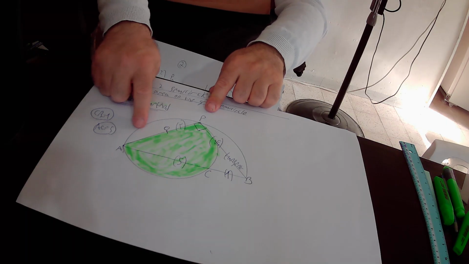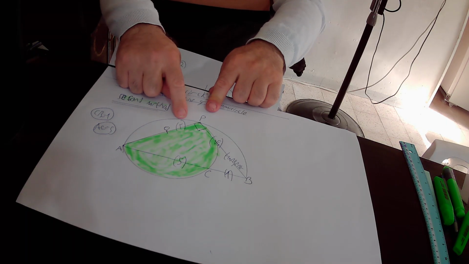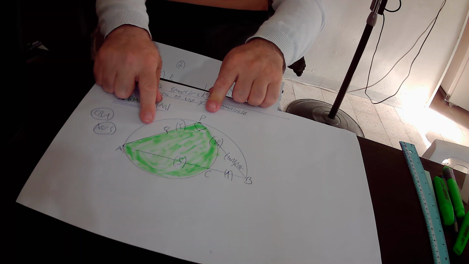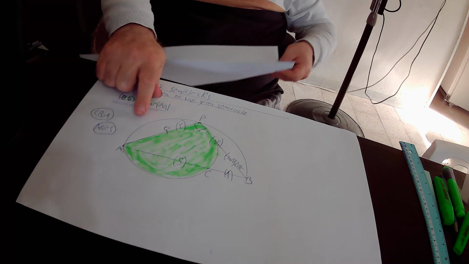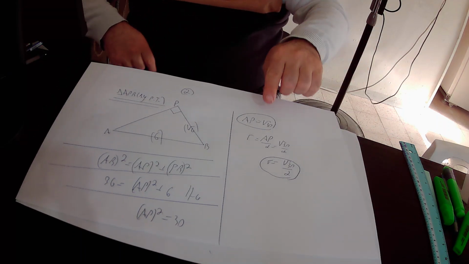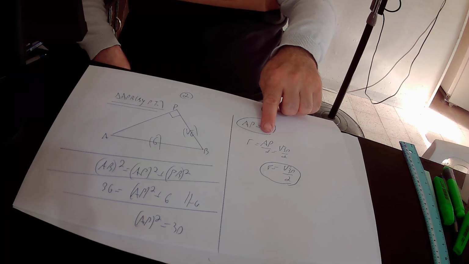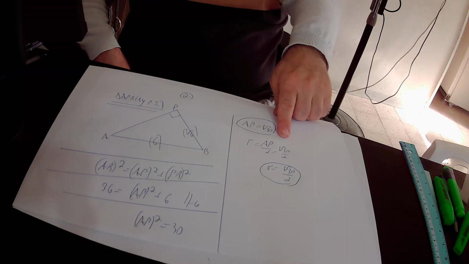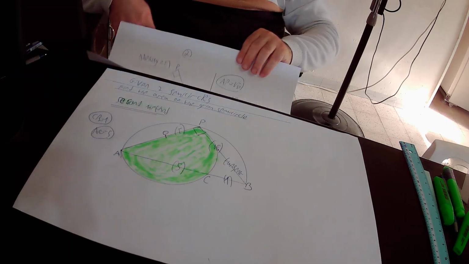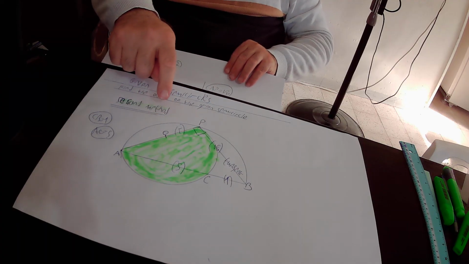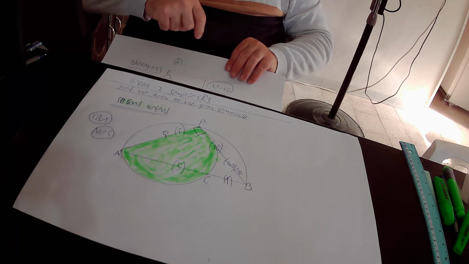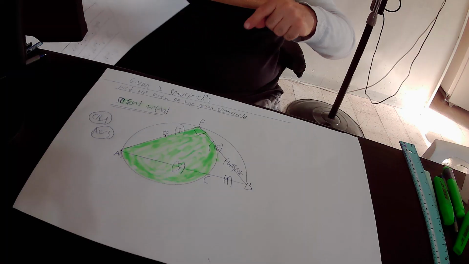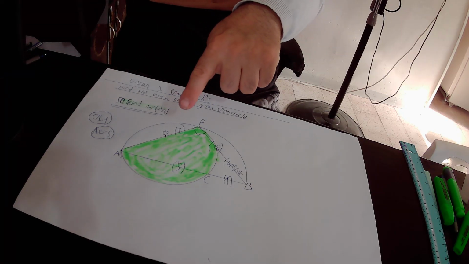AP is the diameter of this green semicircle. If AP is the diameter, it means that AP over 2 is the radius. So the radius R of the green semicircle equals the diameter AP over 2. AP is equal to the square root of 30, therefore AP over 2 is equal to the square root of 30 over 2. In conclusion, the radius R of this green semicircle equals the square root of 30 over 2. Again, our mission is to find the area of this green semicircle.